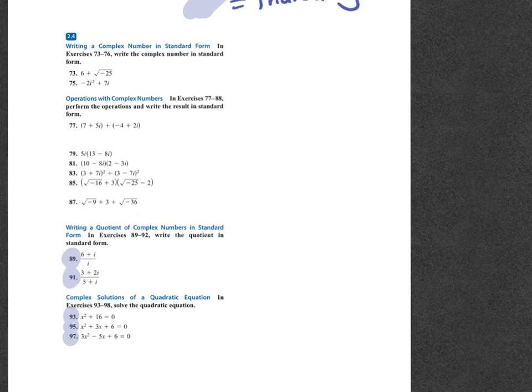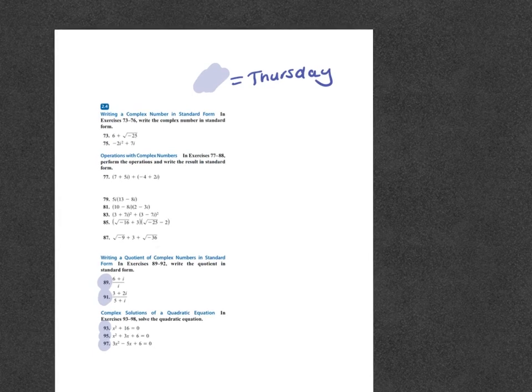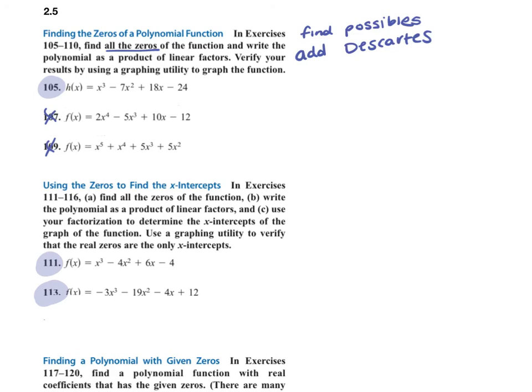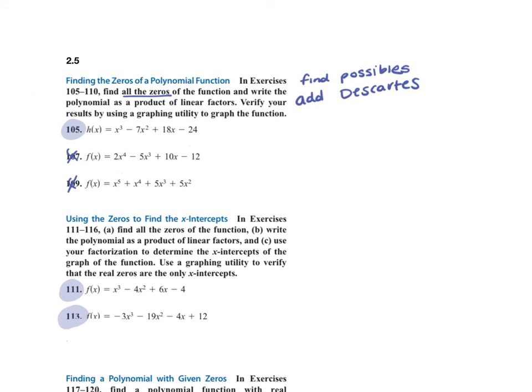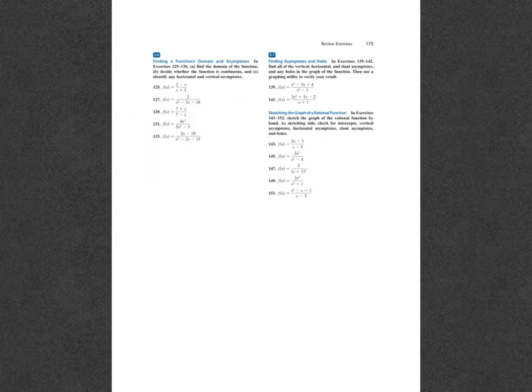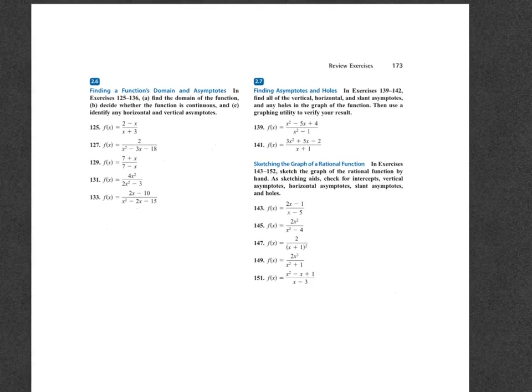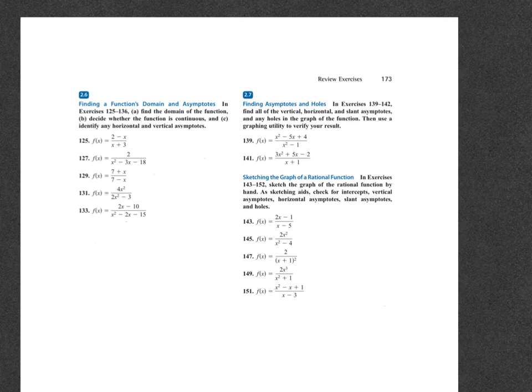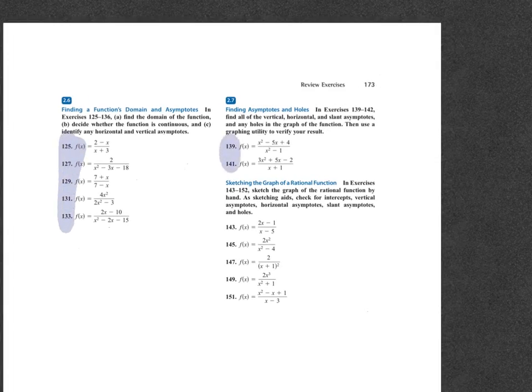So this is Thursdays, right? 89 to 97. And then this is Thursdays, something like 105, 111, 113, where you have to use all the possibles, Descartes' rule, actuals, linear factors. And then the last page is the graphing. So there's a lot here. I don't need you to do all of it, okay? Especially after you do what we're about to do. This is just extra practice.